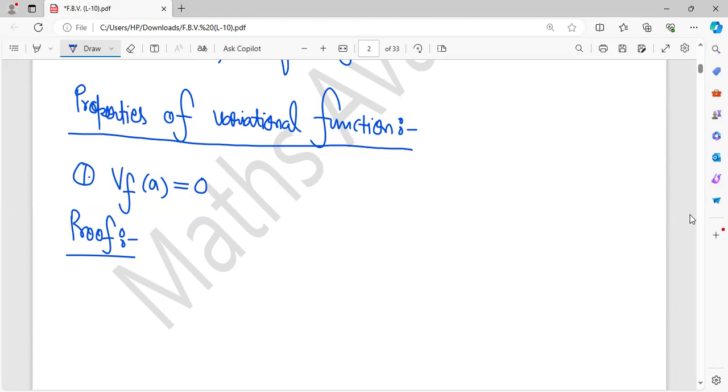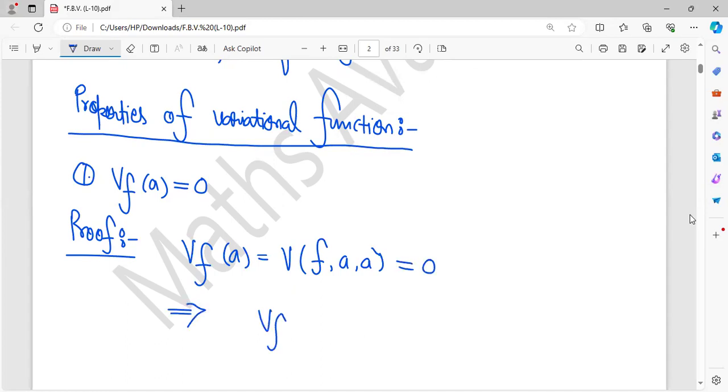Because V_f(a) is nothing but V_f on [a, a]. So if I am on the same point, whatever partition I take, x0, x1, x2 will all be that one point a. So their differences will give you the same functional value, that is why it is 0.